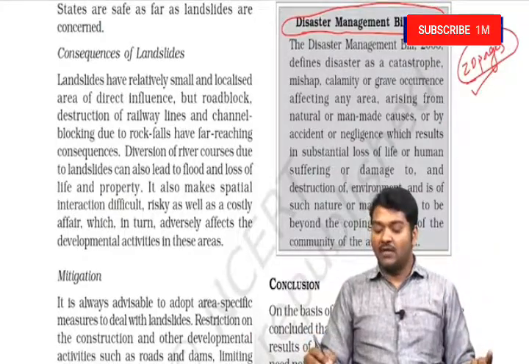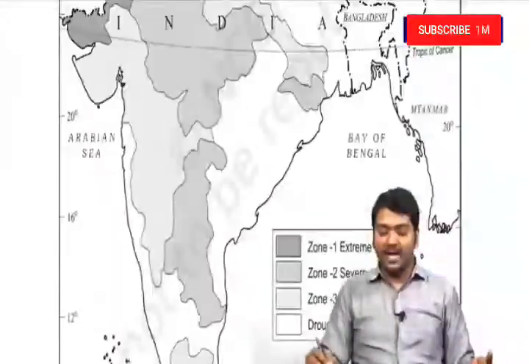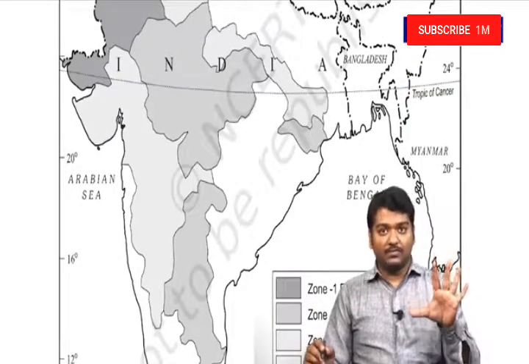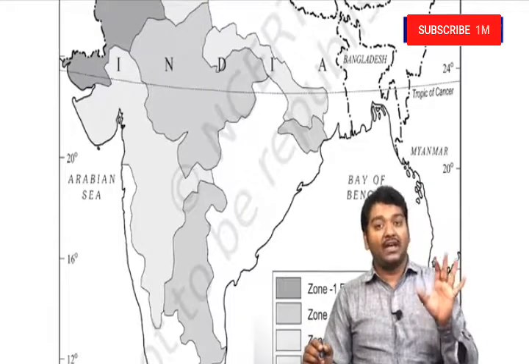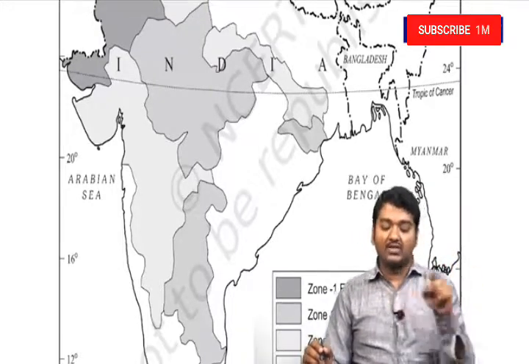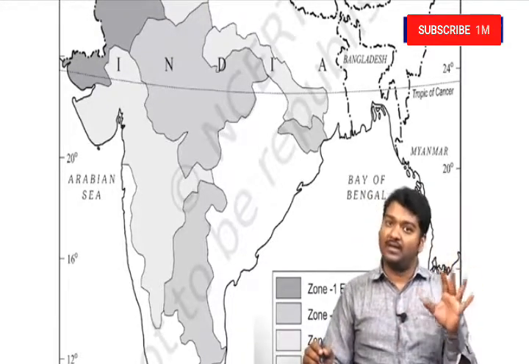But maps are very, very important in this entire chapter, that is, the zones. Usually whenever they ask about disaster management, they ask which are the areas in India prone to this, so you have to take conscious efforts to complete that.